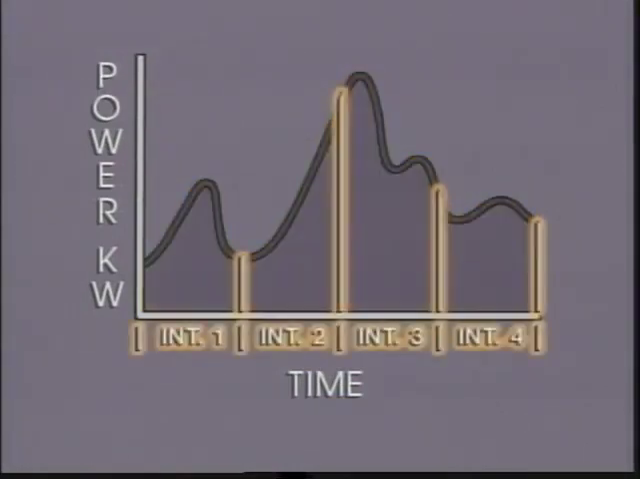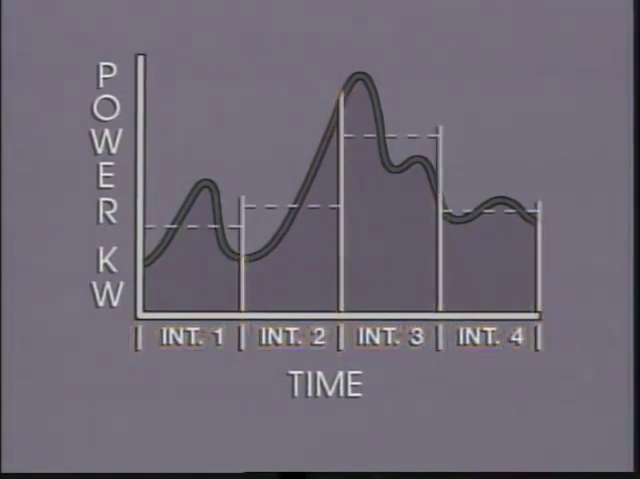With demand metering, time is divided into regular intervals. The intervals may be any selected period, but they're usually 15, 30, or 60 minutes. What the typical demand meter measures is the average power required for each time interval. For example, these lines represent the average power required in each of the 4 time intervals shown.